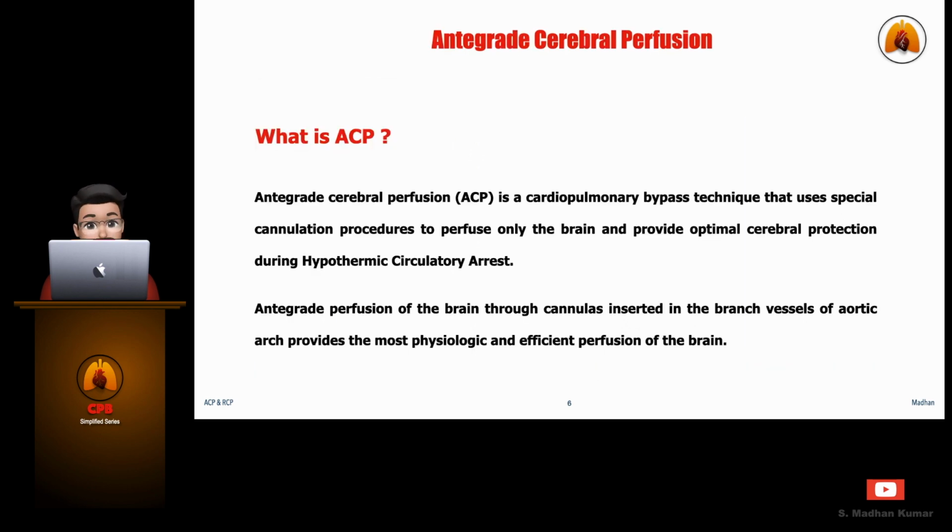Let us see about antegrade cerebral perfusion. Antegrade cerebral perfusion is a technique which uses special cannulation procedures to perfuse only the brain and provide optimal cerebral protection during hypothermic circulatory arrest. It is antegrade perfusion of the brain through cannulas inserted in the branch vessels of the aortic arch, which provides the most physiologic and efficient perfusion of the brain.